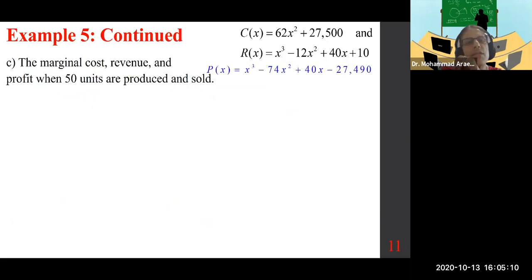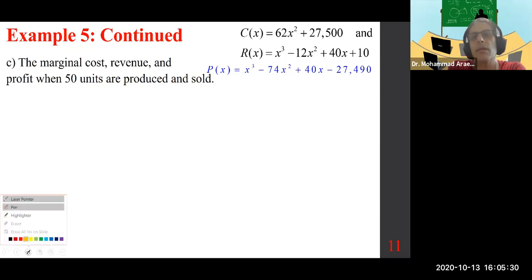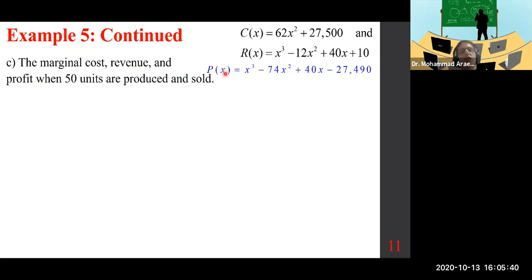All right, now we have the cost function, the revenue function, and the profit function from the previous page, and we want to find the marginal cost, revenue, and profit when 50 units are produced. What does it mean? It means differentiate, plug in 50. Differentiate, plug in 50. Differentiate, plug in 50. Each case means differentiation.